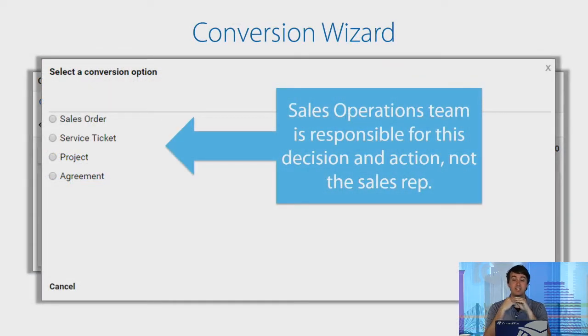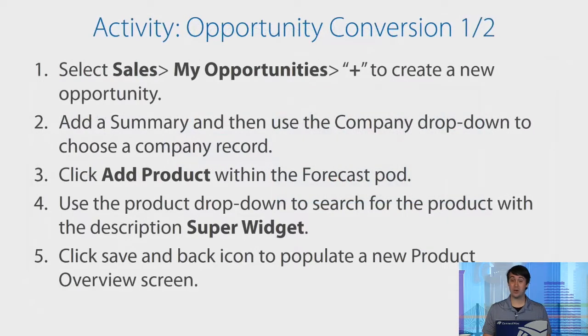Now, the sales operations team would come into here and make the correct decisions on what needs to be created, where these products need to go, and how that creation actually happens. So now I would like you guys to walk through these steps and do a little conversion yourselves. We're going to have 2 quick activities back to back as you walk through it. I'm going to pause this for about 5 minutes and then we will be right back.